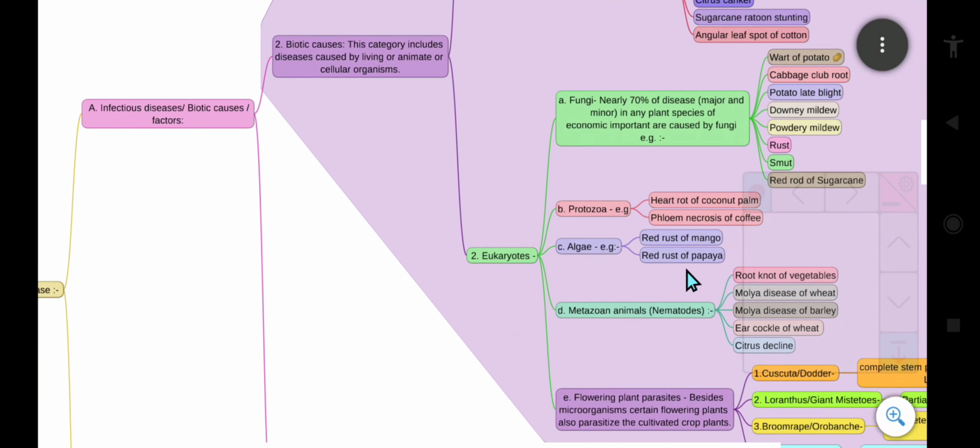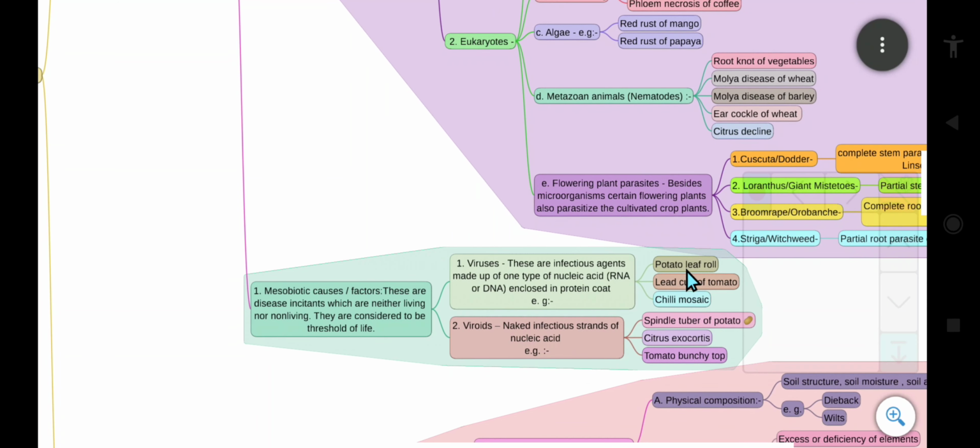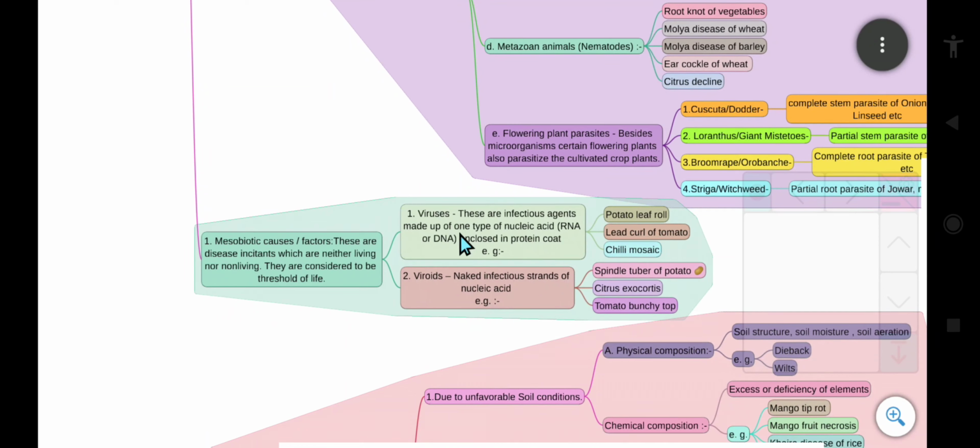In infectious disease, the next are abiotic causes or factors. These are the disease-causing systems which are neither living nor non-living. They are considered to be at the threshold of life. The first is virus and second is viroids. Viruses are infectious agents made up of one type of nucleic acid, RNA or DNA, enclosed in a protein coat. Its examples are potato leaf roll, leaf curl of tomato, chili mosaic.